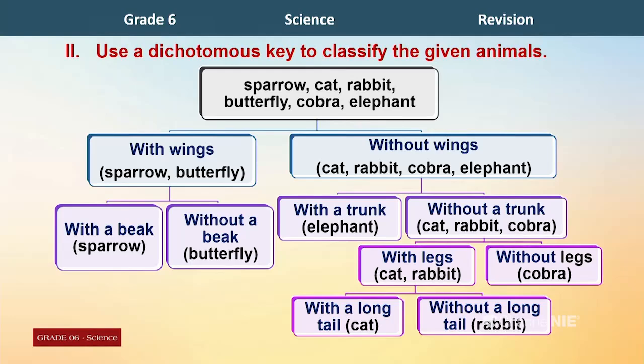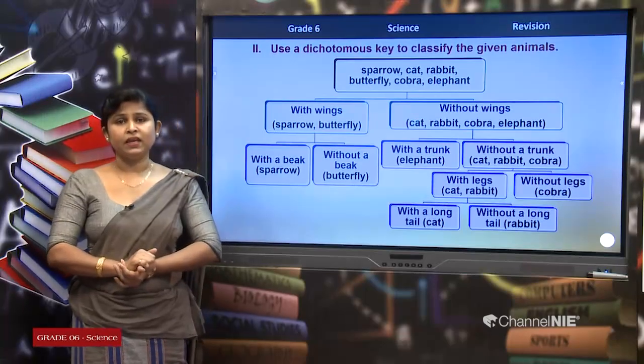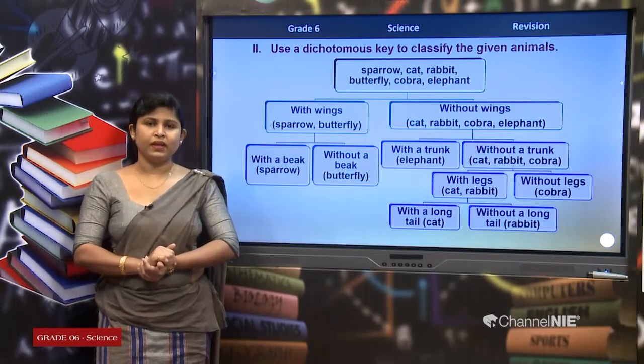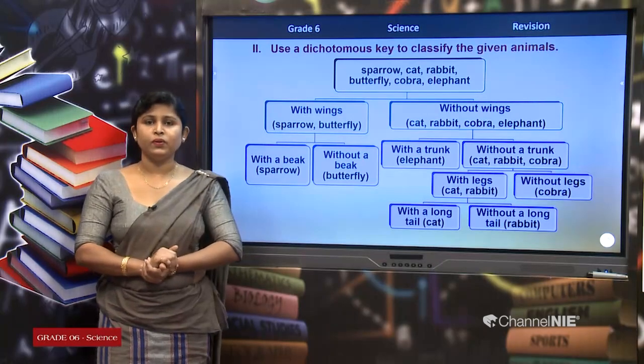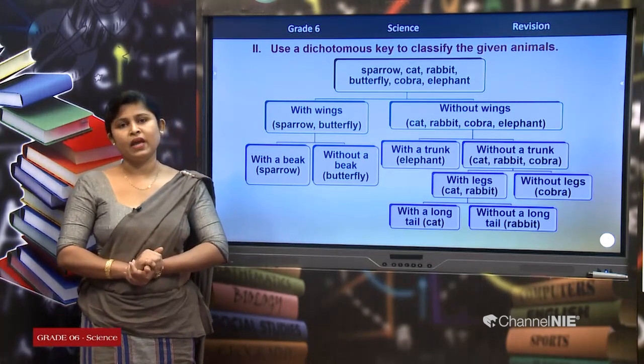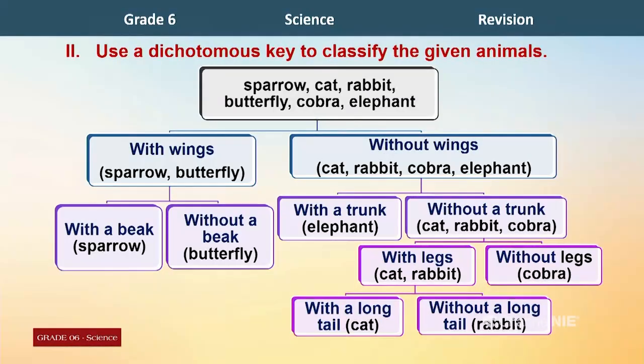My dear children, so look at the dichotomous key which is constructed on the screen. By looking at the screen, you can understand the features of a dichotomous key. You can observe that we have used external features only. We do not use internal features. As well, we have used the presence and absence of characteristics. Finally, one animal is remaining. So those are the features of the dichotomous key. Now, I think it is clear. We can move on to the next question now.